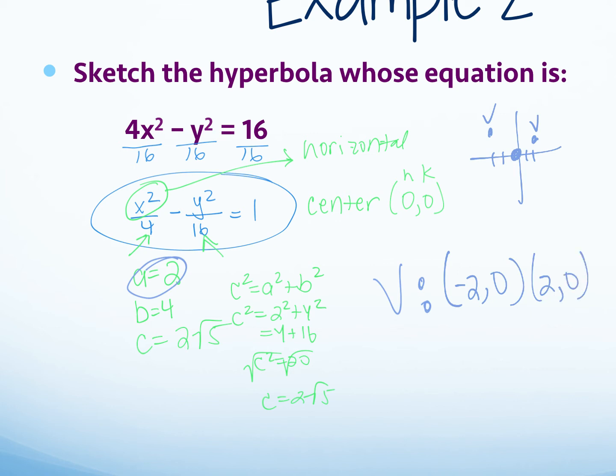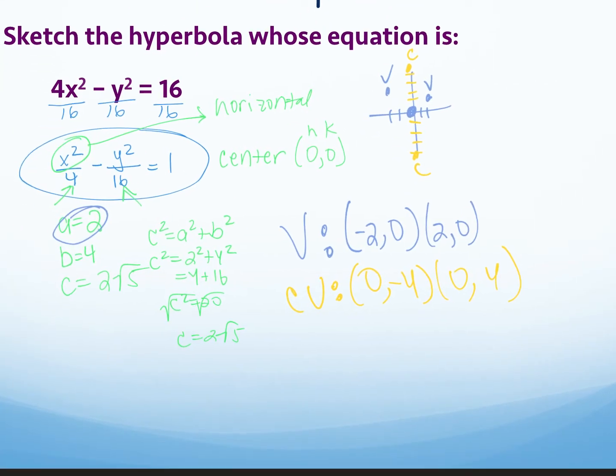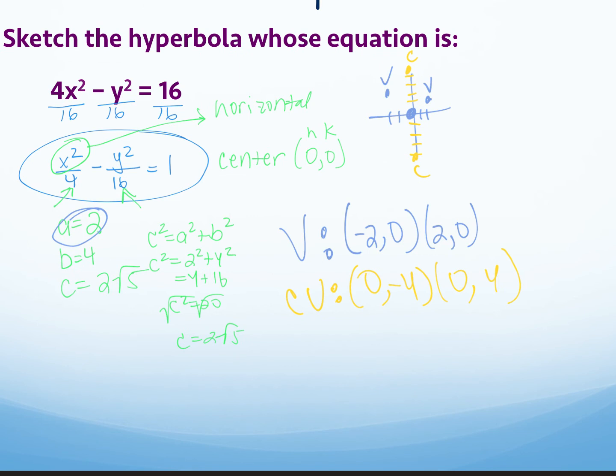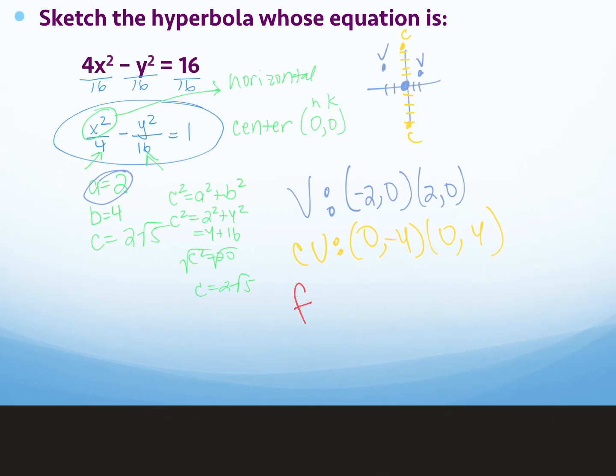Your b value tells you the co-vertices. So that means I'm going to go up 4 for my co-vertex. I'm going to go down 4 for my co-vertex. So my co-vertices are going to be at 0, negative 4, and 0, positive 4. And then to find the foci, your c value is the distance from the center to the foci. And since our center is at 0, 0, I'm going to go negative 2 root 5, 0, and I'm going to go positive 2 root 5, 0.